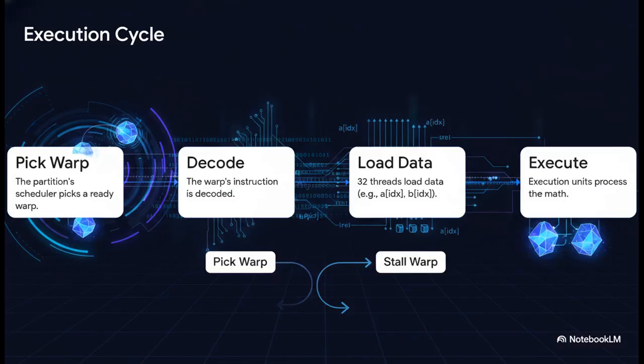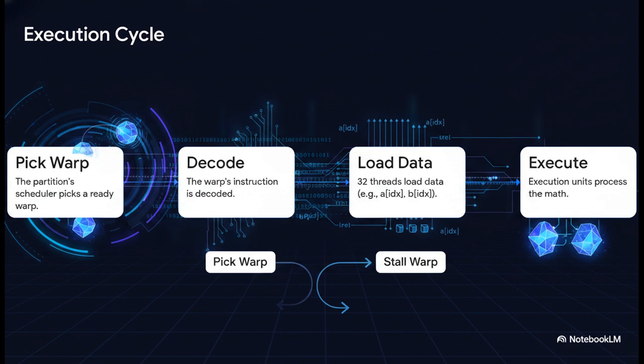Here is how a single execution cycle plays out inside one of these partitions. Step 1. The partition's warp scheduler looks at its pool of assigned warps and grabs one that is ready, meaning it's not stalled waiting on a memory fetch. Step 2. The warp's instruction gets decoded. Step 3. All 32 threads in the warp load their respective data. And Step 4. The physical cores actually crunch the math.